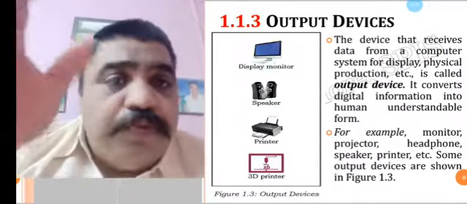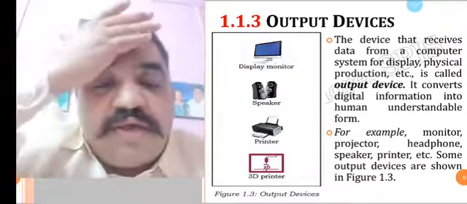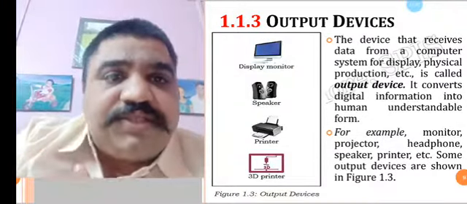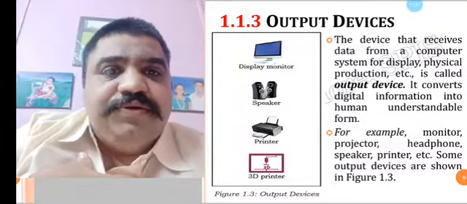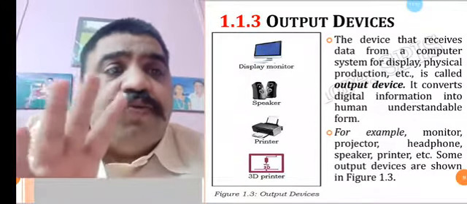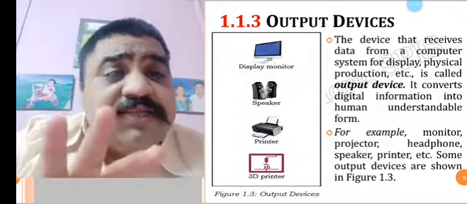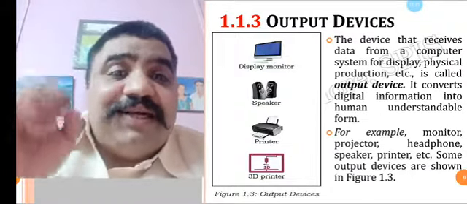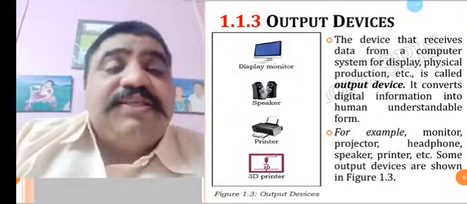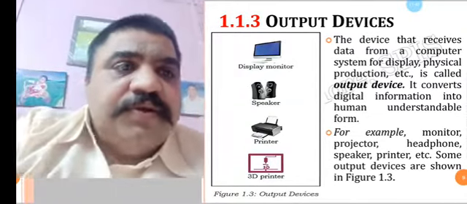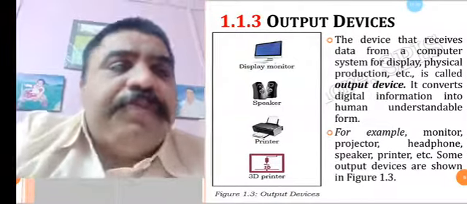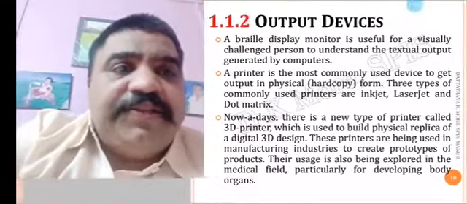So these output devices, in short, are the devices which give us the information, the result, to the user. That is called output devices. It may be in the form of soft copy or hard copy. Let us see what is meant by that.